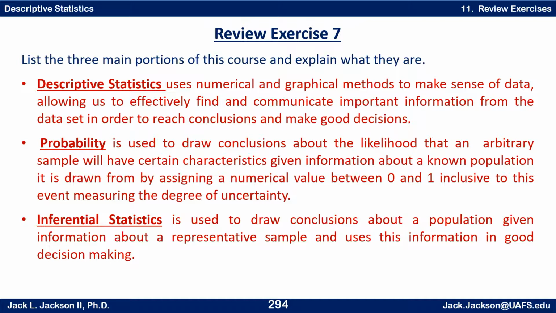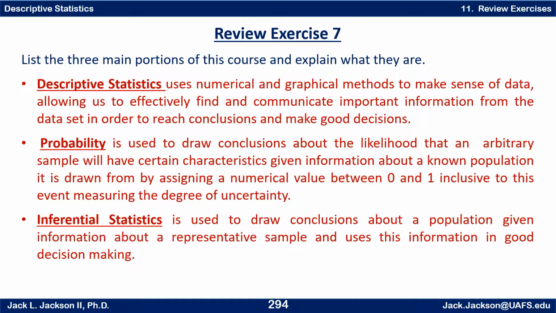Probability is the second part of the course. It's used to draw conclusions about the likelihood that an arbitrary sample will have certain characteristics, given information about a known population that it's drawn from, by assigning a numerical value between 0 and 1 inclusive to this event, measuring the degree of uncertainty. So it gives us a way to quantify uncertainty. And notice that it works from some known situation about a population and assigns a likelihood to a particular event or a subset or a sample.